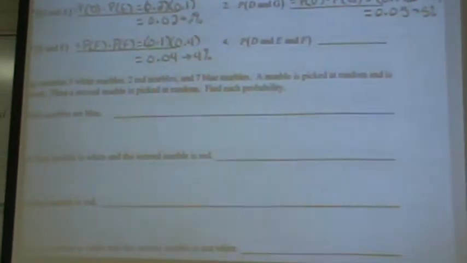And number 4, probability of D, E, and F. So that equals the probability of D times the probability of E times the probability of F. So the probability of D is 0.2, probability of E is 0.1, and the probability of F is 0.4. When we multiply that out, we're going to get 0.008, which translates to 0.8%.